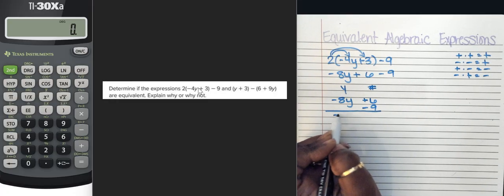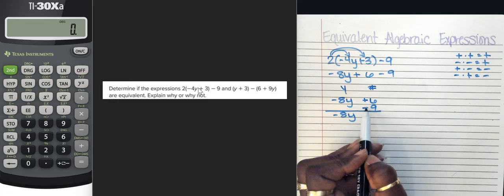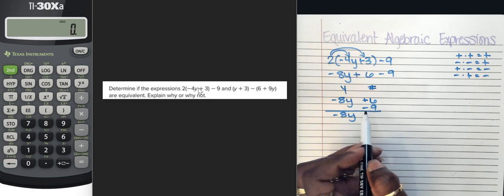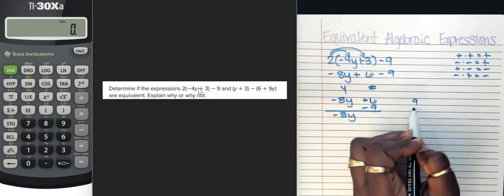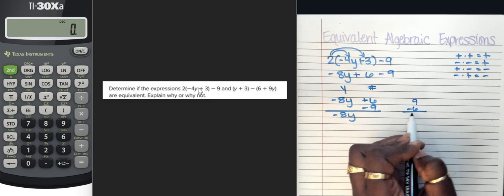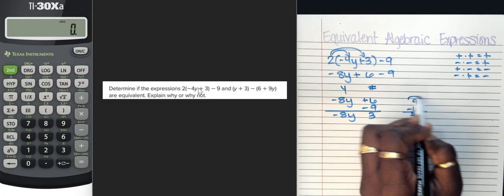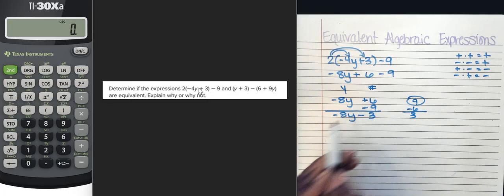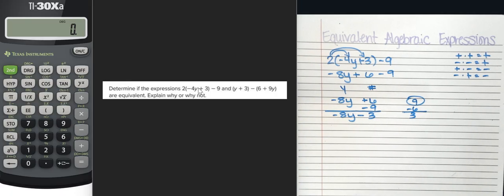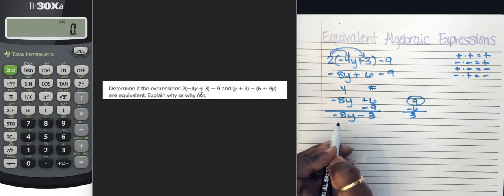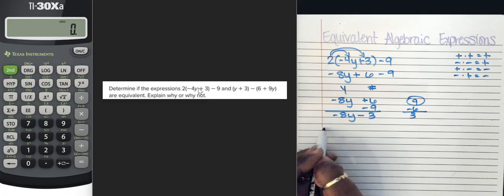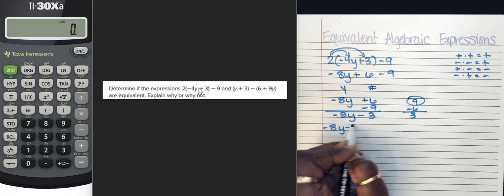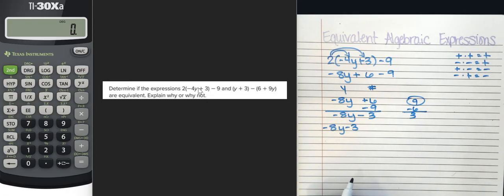So what we end up with is negative 8y. And we're going in different directions. So remember, you're going to use subtraction. So that's the same thing as saying 9 minus 6, right? So that will give us 3. And we always look at the larger number, which is the 9. And that is a negative. So that's the sign that we're going to attach to our 3. All right, so once we simplified that, we have negative 8y minus 3. And now we need to see if that is equivalent to the second expression that they've given us.